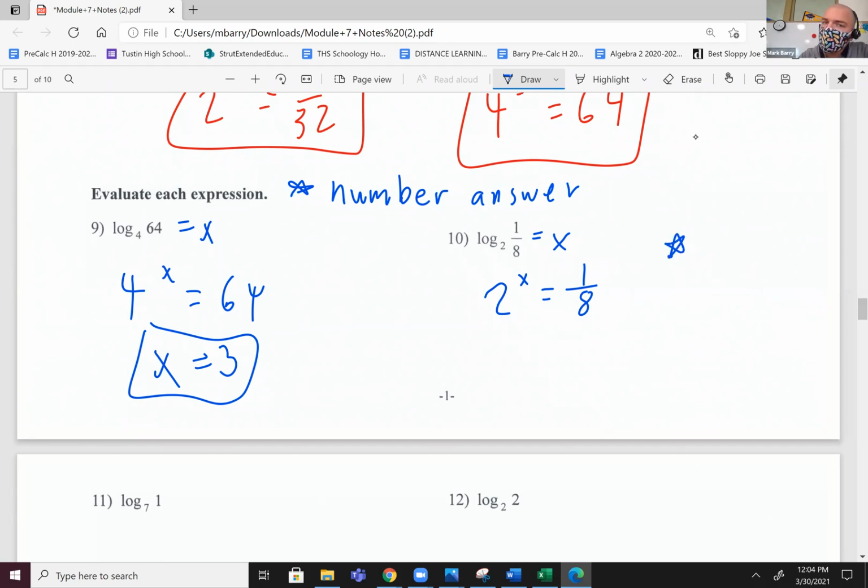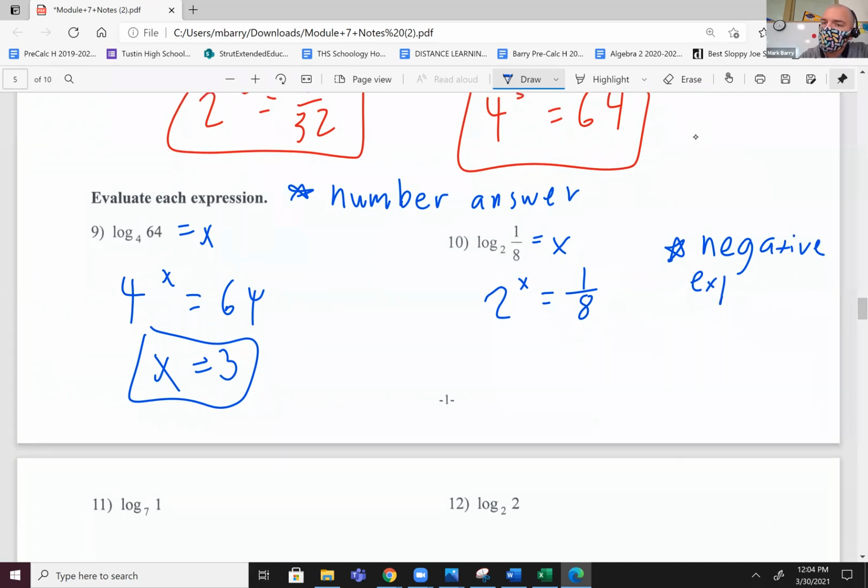I'm going to make a note here. I'm going to remember that a negative exponent creates a fraction. A negative exponent creates a fraction. It drops the number down to the bottom. So I kind of already know in this case that x is going to be negative, okay? Because it creates that fraction over there.